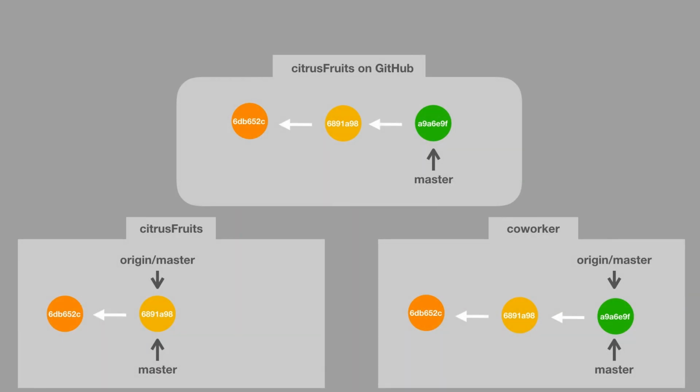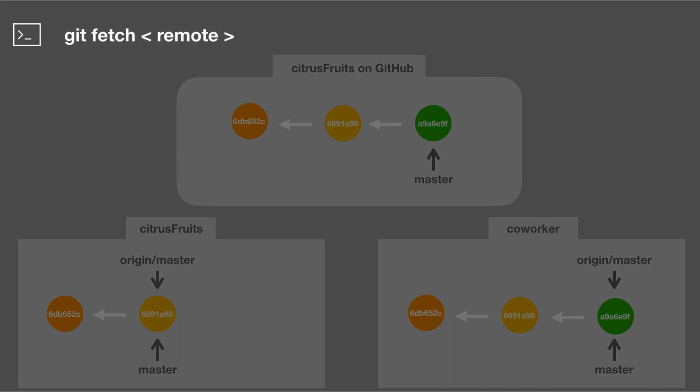In this lesson, we're going to go over fetching changes. So we can see that in our coworker's repository and in the remote repository, there's a green commit, but in our repository, in the citrus fruits repository, we don't yet have the green commit. So we want to go and fetch it. In order to do this, we're going to use a command called git fetch. We're going to use git fetch, and we're going to pass in the name that we've given our remote repository, which in our case was origin.